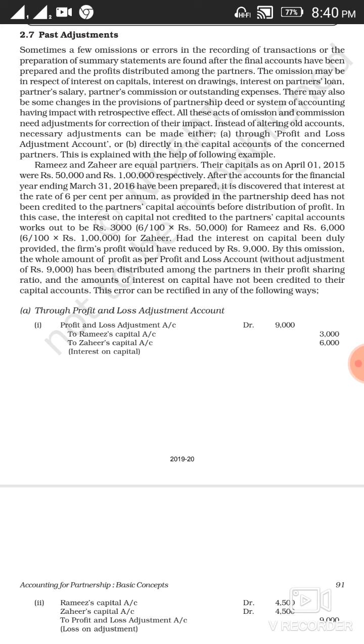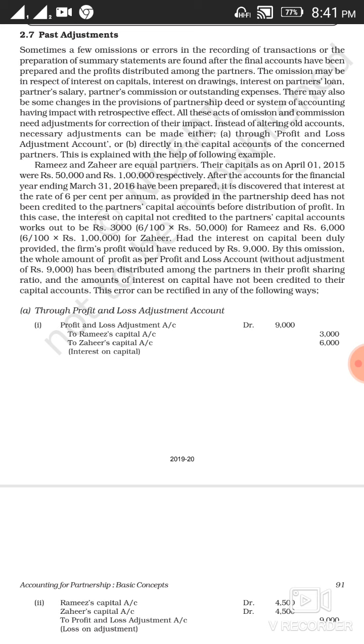It means while preparing your books of accounts it is found that some errors or omissions are there. So we don't make any rectification in the old books of accounts. Rather, we pass rectifying entries so that the impact of the same can be made nil. In partnership, this can be done either with the help of a profit and loss adjustment account or directly in the concerned partner's capital account.